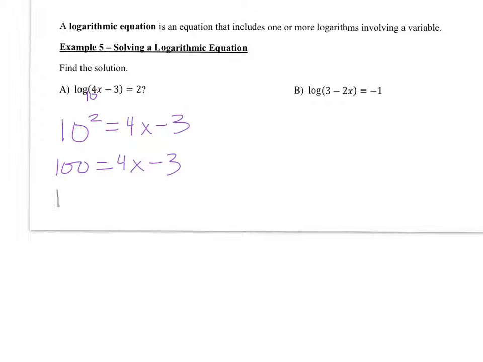So I add my 3 over, I get 103 is equal to 4x, divide by 4, and that's going to be a decimal. You could leave it as that fraction, I would accept that, or else 25.75 equals x. So I want you to do B by yourself right now.